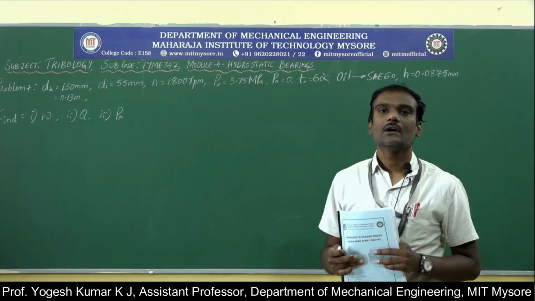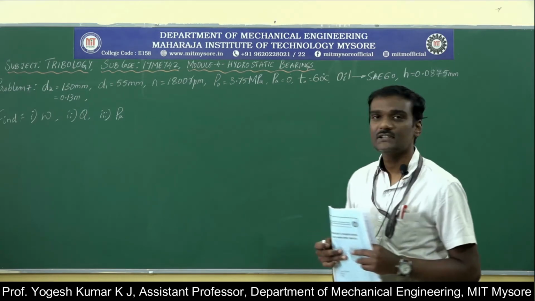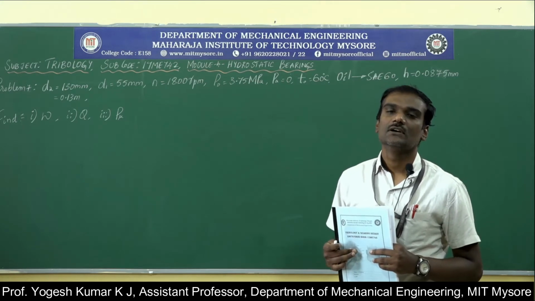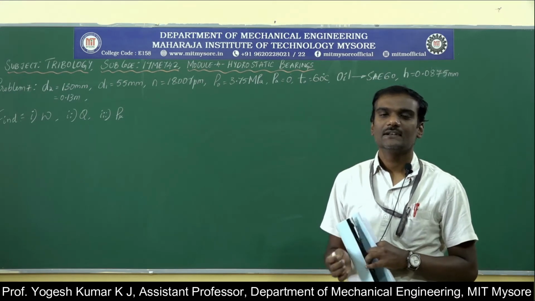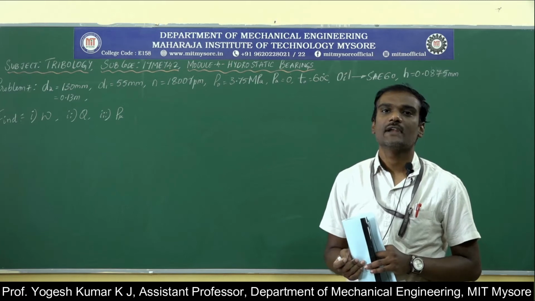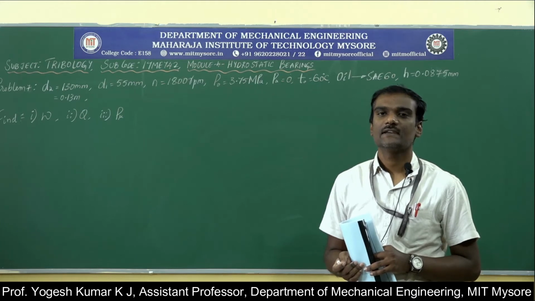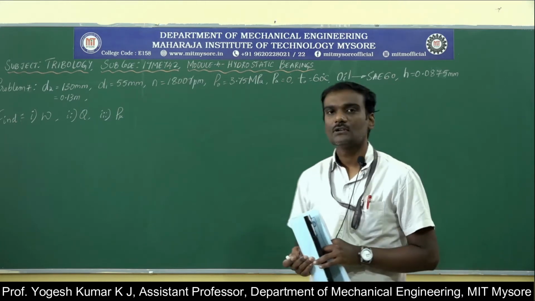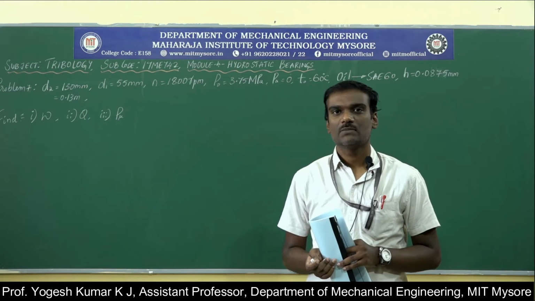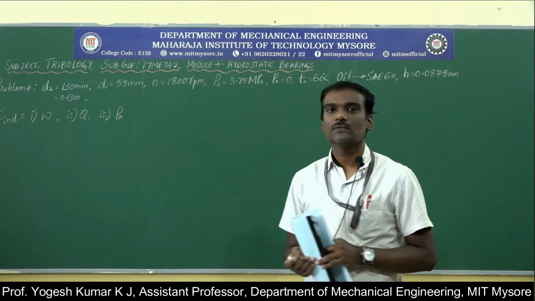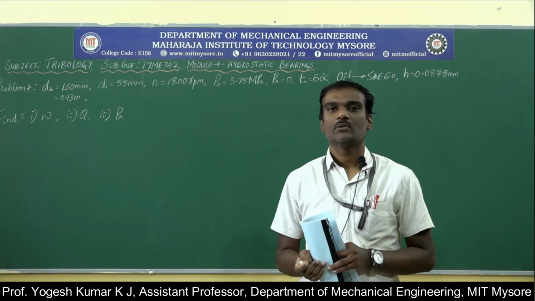the mean oil operating temperature is 60 degree centigrade, the oil used is SAE 20. The desirable oil film thickness is 0.0875 millimeters. Determine the load that can be supported by the bearing. Second sub question, oil flow rate through the bearing. Third sub question, power loss due to viscous friction.